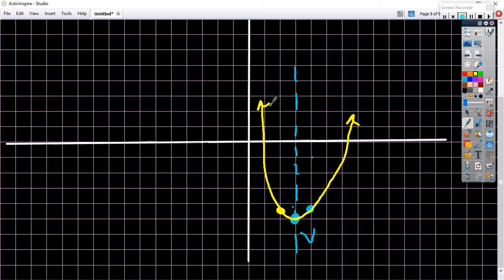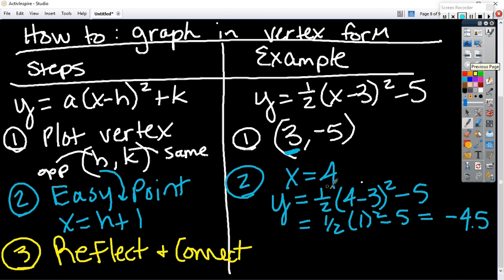I will tell you to be very careful if you choose something that's not right beside the vertex for your easy point, because when you plug in this formula, you got to watch your order of operations. So you'll subtract first, square what's in parentheses, and then multiply by the outside, if that makes sense.